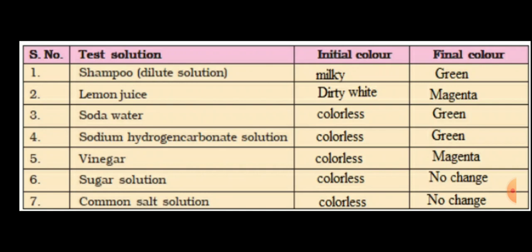Getting it, students? So these were the various indicators that we studied today. First was litmus, then turmeric and China rose. So I hope all the indicators are clear to you. Again, learn them, make notes of them. Okay, and keep studying. Thank you.